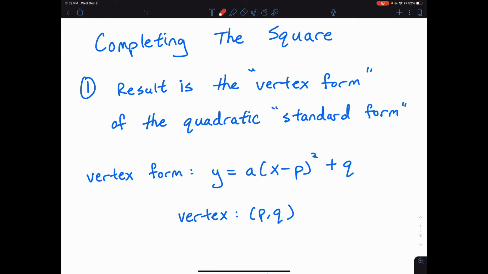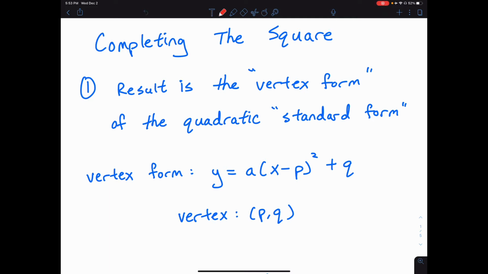Hello everyone. In today's video, we are talking about how to complete the perfect square. So, first of all, what does completing the square do for us? Number one, the result is going to be called vertex form. And this is basically changing from your standard form to a form that is easier for us to graph and potentially do some calculations. So first of all, what does vertex form look like?